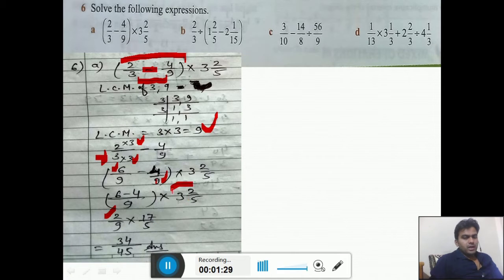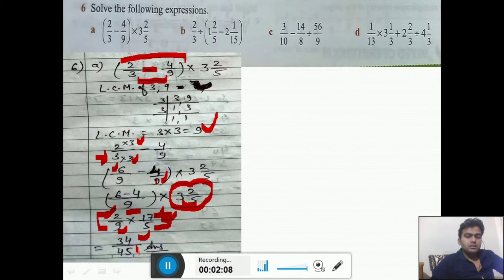Now change this fraction 3 complete 2 upon 5 into an improper fraction. So it will be 3 into 5, 15, 15 plus 2, 17. So 17 upon 5. Now multiply these two fractions. Now see, is there any common factor among the numerator and denominator? No, there is no common factor. So multiply the numerator with numerator: 2 into 17 is 34, and 9 into 5 equals 45.